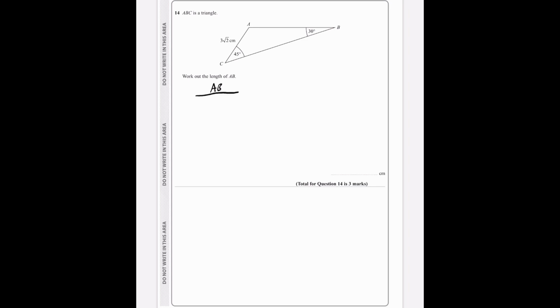Question 14, sine rule. So we've got AB over sine 45 will be equal to 3 root 2 over sine 30. Multiply both sides by sine of 45, so AB will be 3 root 2 times sine of 45 over sine 30.